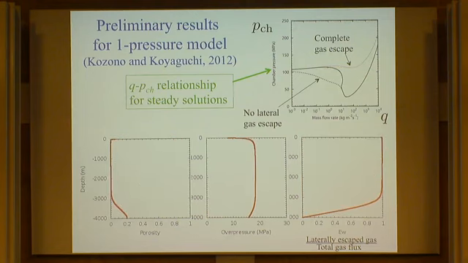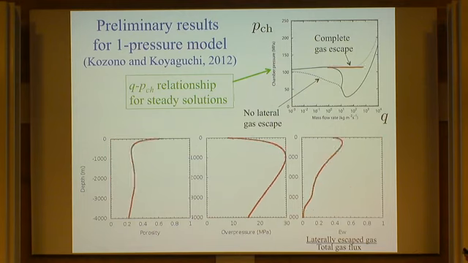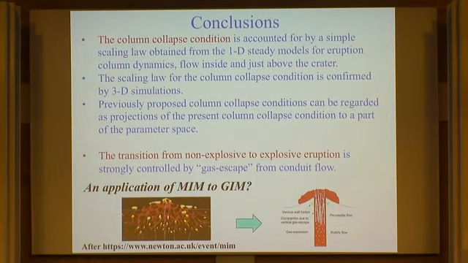So this is just a preliminary result, but we think that the effect of positive feedback of gas escape might play a role in the transition from this dome-forming eruption to a very explosive eruption like this. So this is our conclusion.